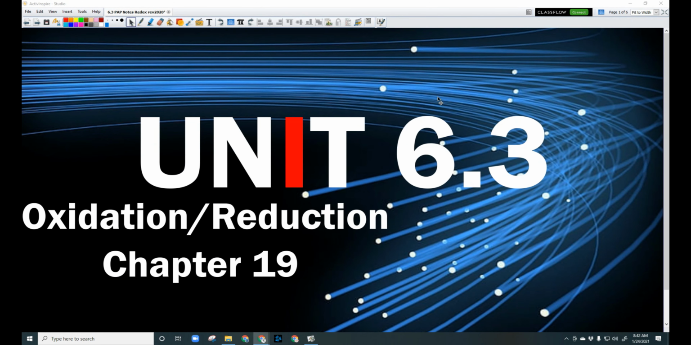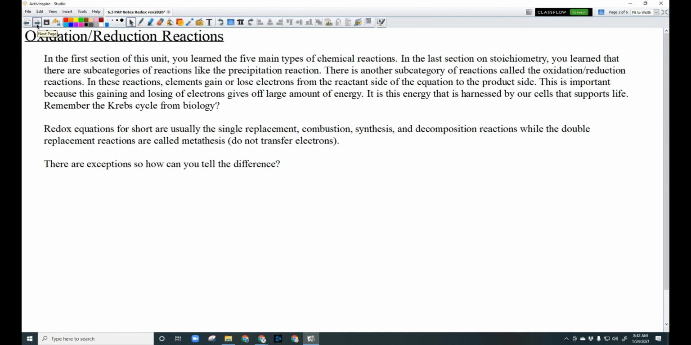All right, so in our first section of this unit, we learned about the 5 main types of chemical reactions, and in our last section on stoichiometry, we learned about a subcategory called the precipitation reactions. And there's another subcategory of reactions called oxidation reduction that we need to talk about. And in oxidation reduction reactions, elements will gain or lose electrons from the reactant side to the product side.